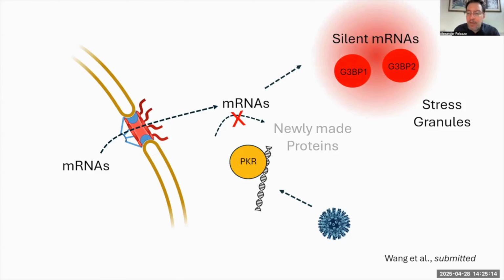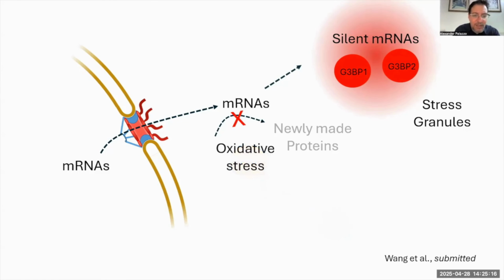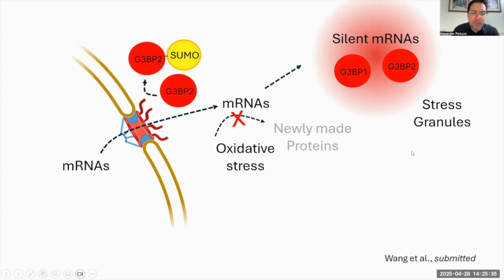A graduate student in my lab very recently discovered something here. Before I get to what Eva discovered, you can actually trigger these granules by subjecting the cells to oxidative stress. That will also turn off the translation of mRNAs into proteins and trigger stress granule formation. What my graduate student found was that G3BP2 is also SUMOylated. This is one of the stress granule matrix proteins, and this SUMOylation helps to disassemble the stress granules.